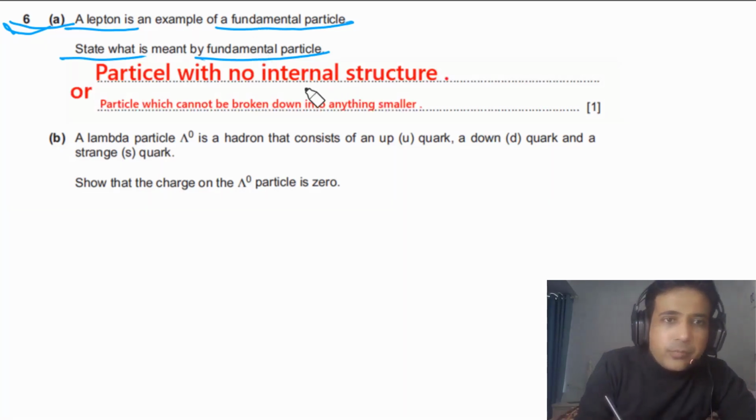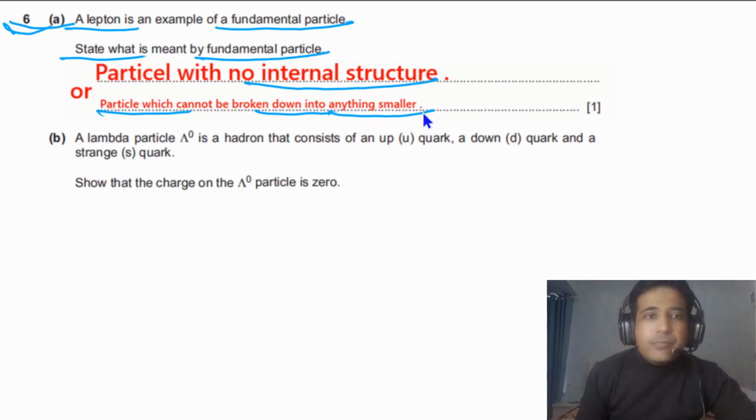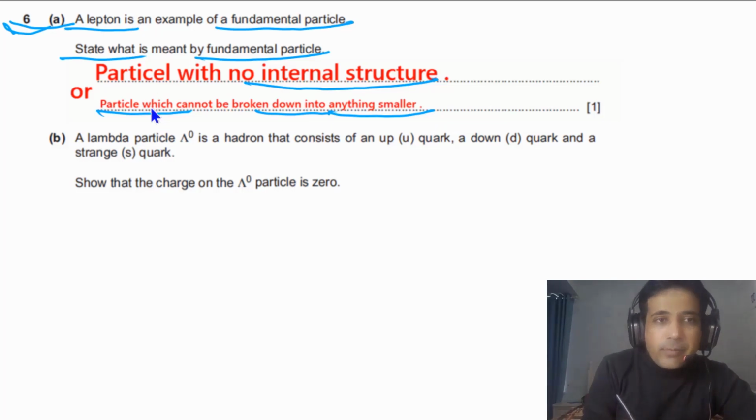You can write down particle with no internal structure, or you can say particle which cannot be broken down into anything smaller, meaning into smaller particles. So we call that particle a fundamental particle.